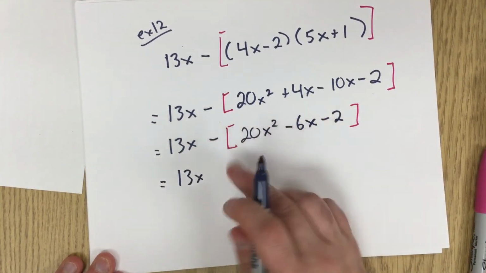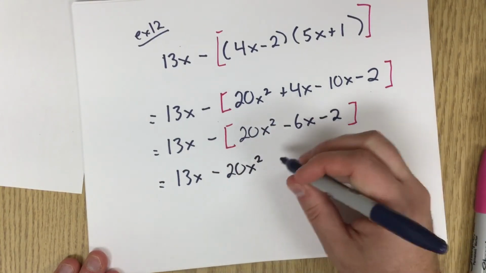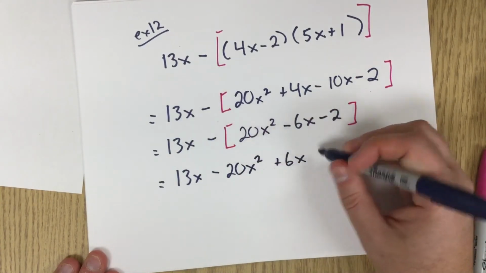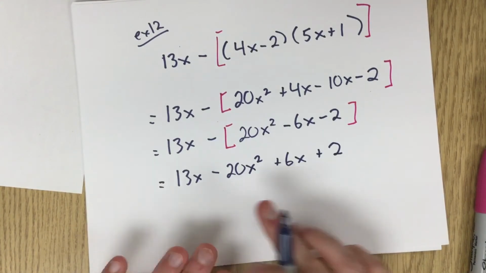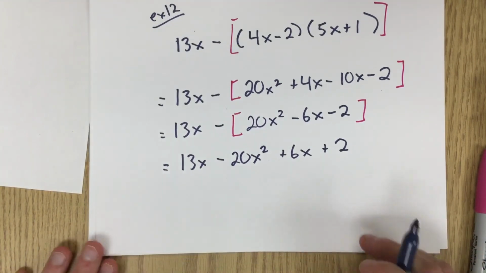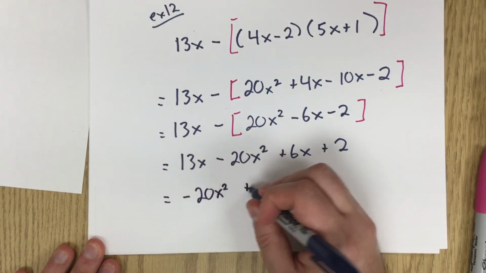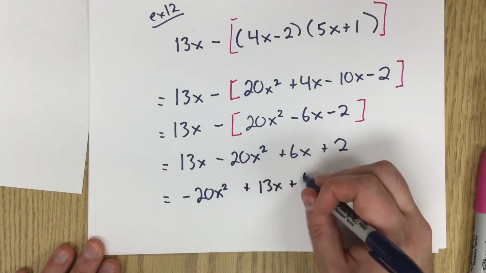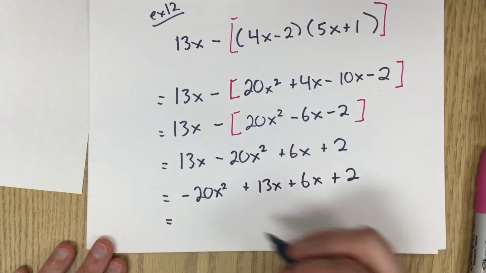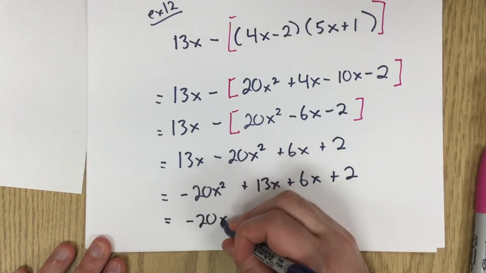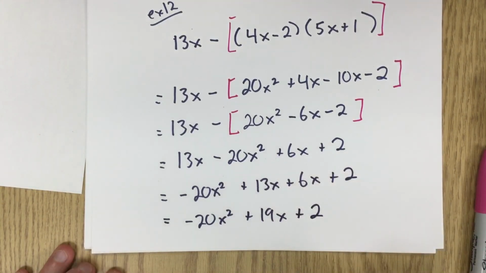We're going to expand it now. We have the minus goes into the bracket. Minus 20x squared minus minus plus 6x minus minus plus 2. And now, generally the order we put things in is I like to have the x squared term first, then the x term, and then the number without an x at all. So it's going to be minus 20x squared plus 13x plus 6x plus 2. These guys are like terms. So it's going to be minus 20x squared plus 19x plus 2. And there's the answer for that one.